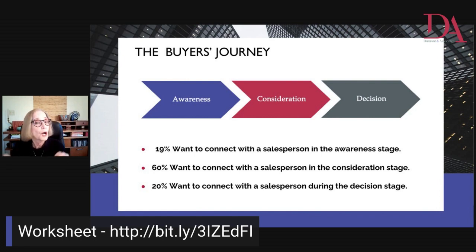And now they're shopping around. They're looking for people, they're looking at programs, they're evaluating their options, and they are really active here. So at this stage, 60% of people want to talk to a salesperson. They want to talk to you.